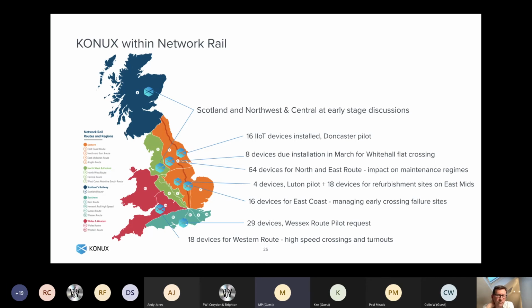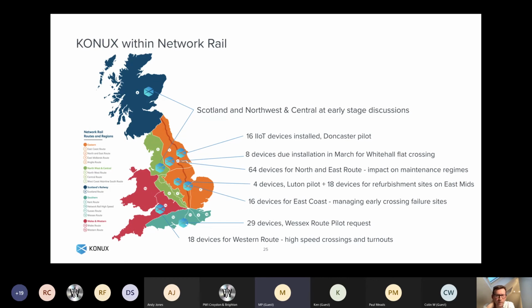Interestingly, lots of different use cases are being, I guess, requested by the engineers. So in East Midlands, they want to look at before and after refurbishment sites. For North and East, it's all about proving the business case. So what difference is it going to make to maintenance regimes? What difference is it going to make to change out of key components? Whitehall is all about monitoring how successful a reballast and changing the bearers was.